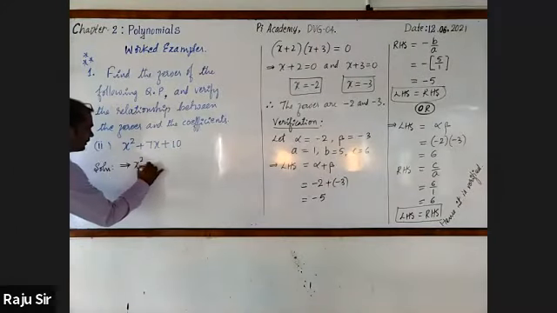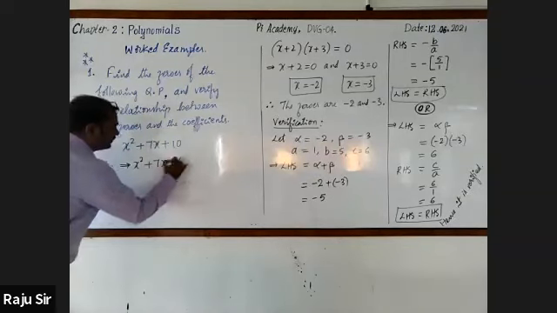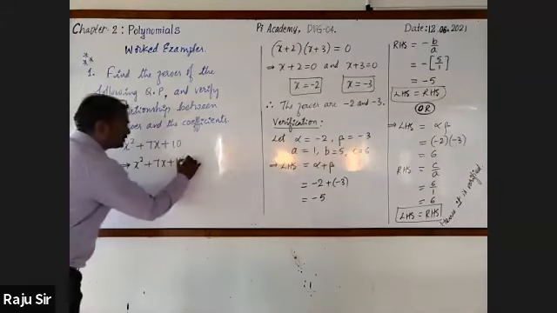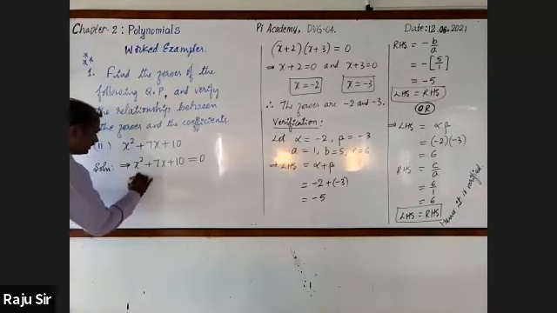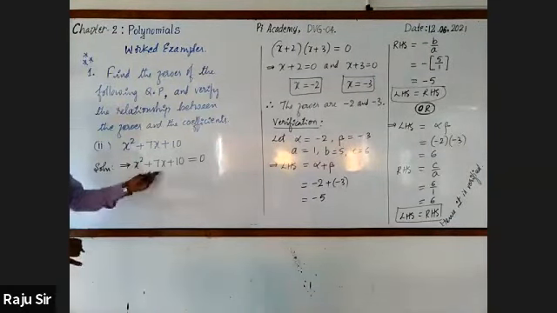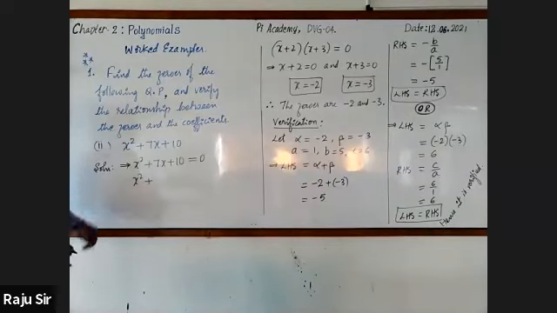x square plus 7x plus 10. As we are going to find out the zeros, hence equate this to 0. Splitting the middle term: 5 twos are 10, 5 plus 2 is 7.